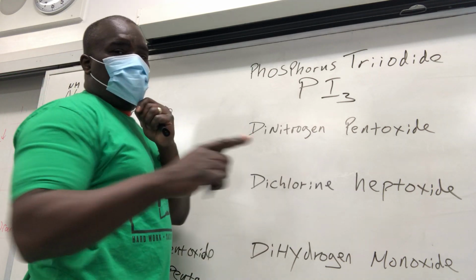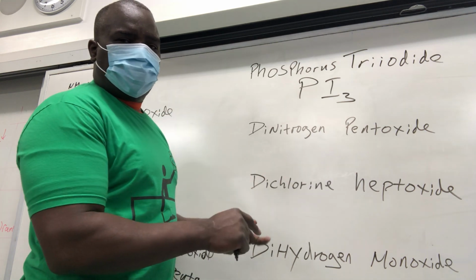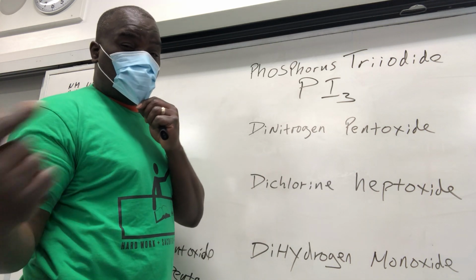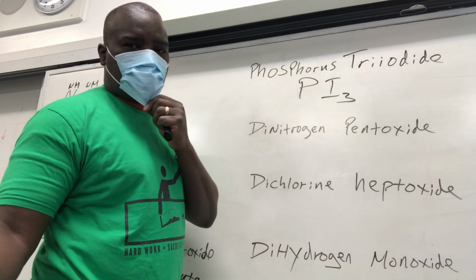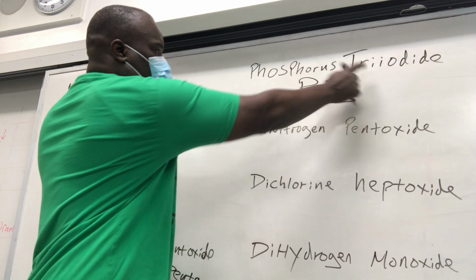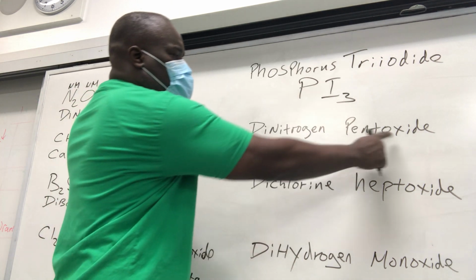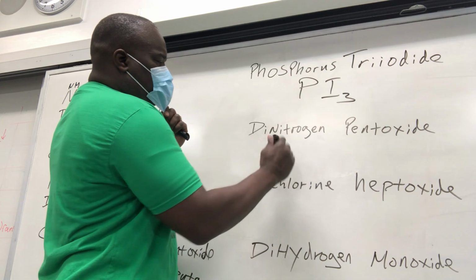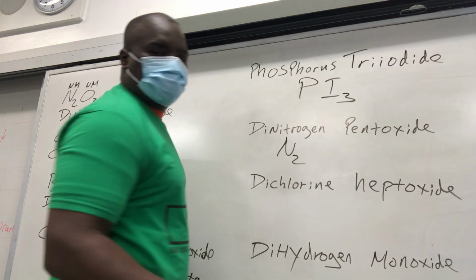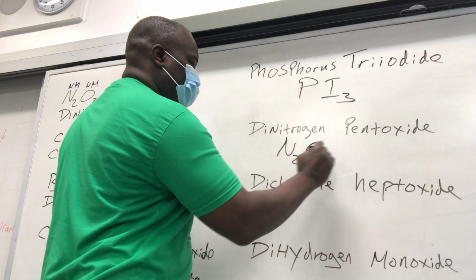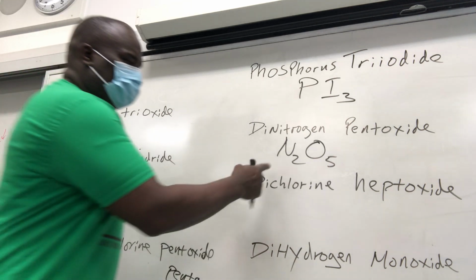Notice, people, I didn't use any crisscross method. Remember, crisscross we use with ionic, right? In some cases, crisscross works with covalent, but when you're given these names right here, don't use the crisscross method. Bam, just go as is, easy, you're done. All right, dinitrogen pentoxide. Dinitrogen is 2 nitrogens, bam. Pentoxide, that's 5 oxygens, right? And N2O5, okay? So, nice and easy.